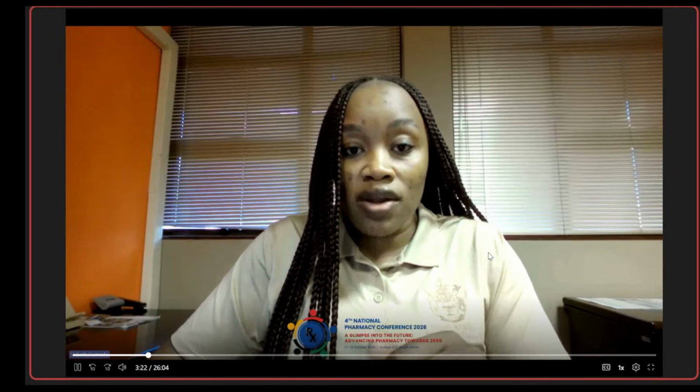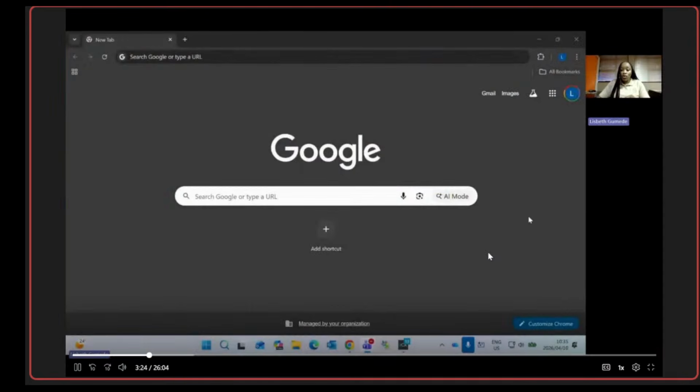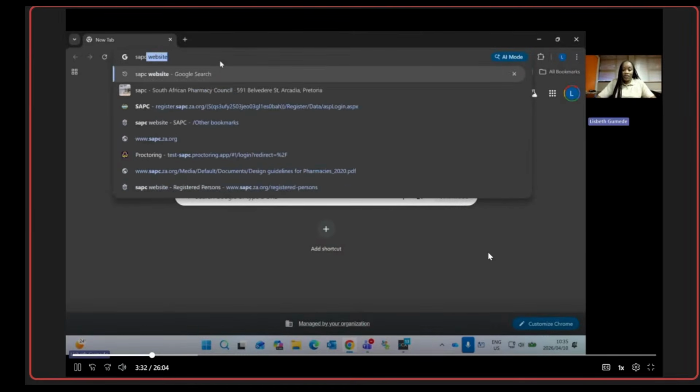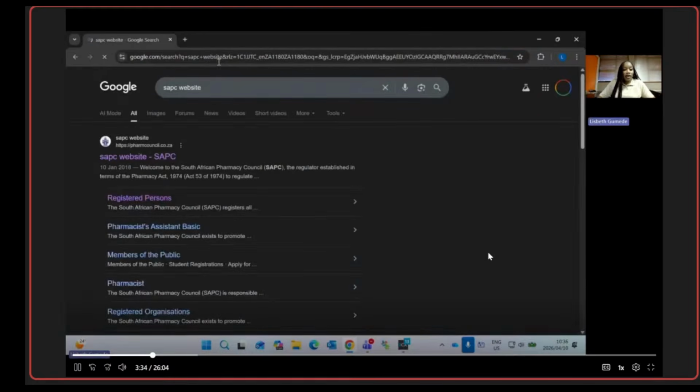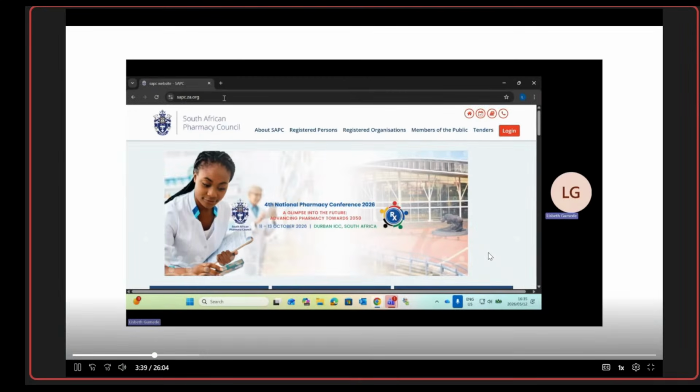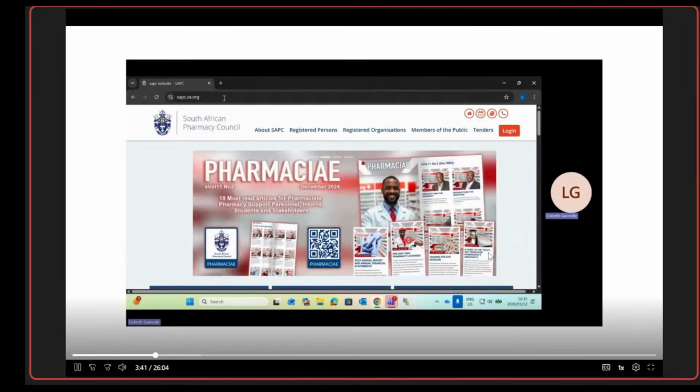I will now share my screen for you to then see what I am doing. So what you do then is go to the preferred browser. Like I said, I'm going to go with Google Chrome, and type in the SAPC website. Then please ensure that you do not click on the red login button. Under normal circumstances, you come here for anything else, but for the purposes of EISA, please do not click on the red button. Instead, come here where it says registered persons.